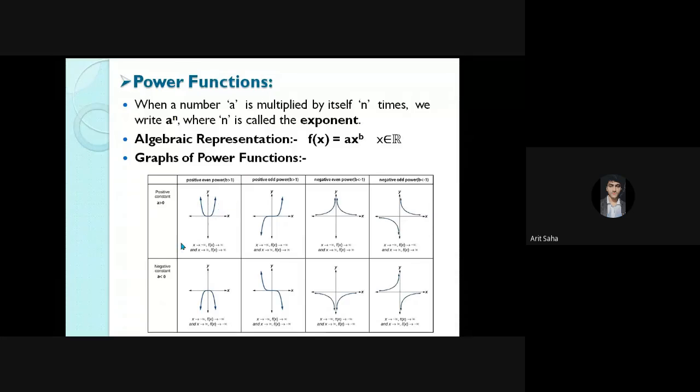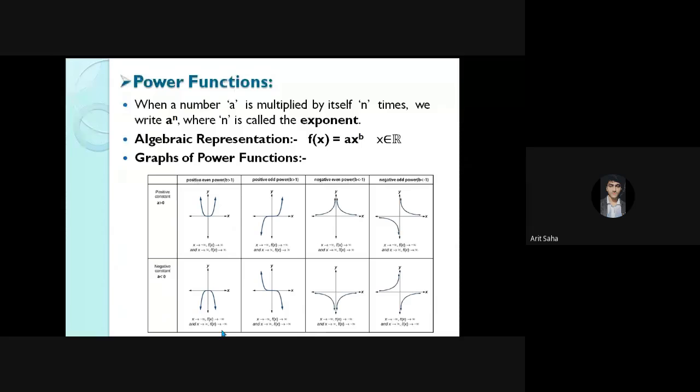If we take a negative value of x, it will give a positive value of y, and if we take a positive value of x, it will give a positive value of y. So it will create a graph in the first and second quadrant. In case of a negative constant, when a is less than 0, it will create a graph in the third and fourth quadrant, because if we take a negative value of x, it will give a positive value of y, and if we take a positive value of x, it will give a negative value of y.